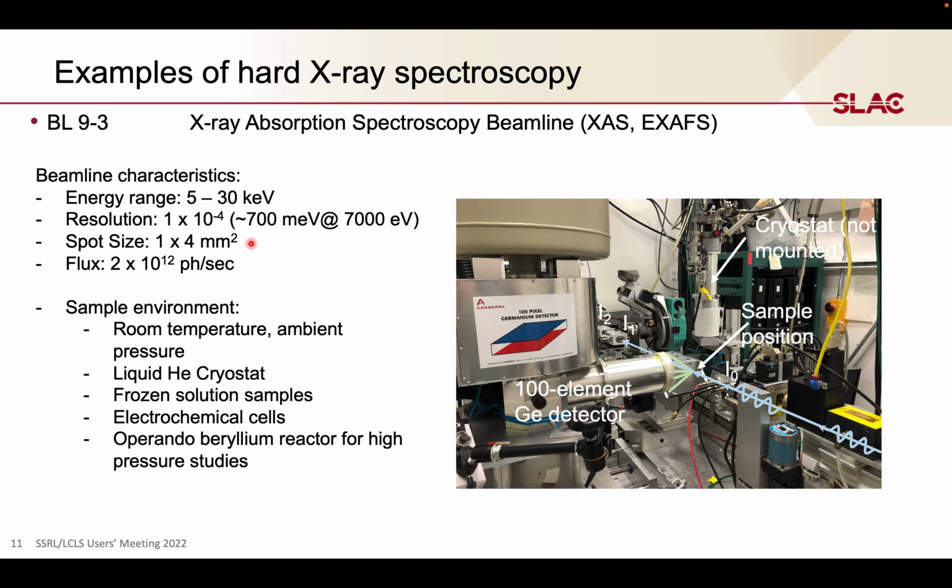And as I said, since these are hard X-rays, the sample environment is a lot more relaxed. Like everything can be done at room temperature if you want to. Ambient pressures are okay. You can use a liquid helium cryostat, measuring frozen solution samples at like 10 Kelvin. You can use electrochemical cells, or you can use like a beryllium reactor for high pressure studies. So you have a lot more options to design your experiment, and you have a lot more access, just because there's no vacuum that you have to fight with.